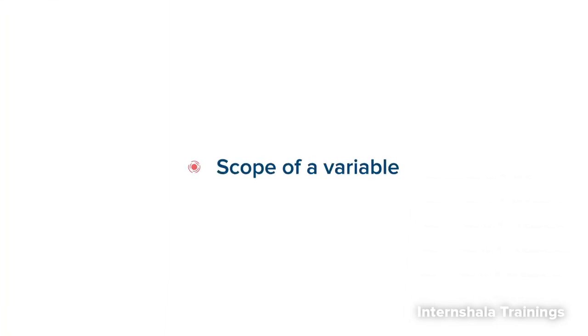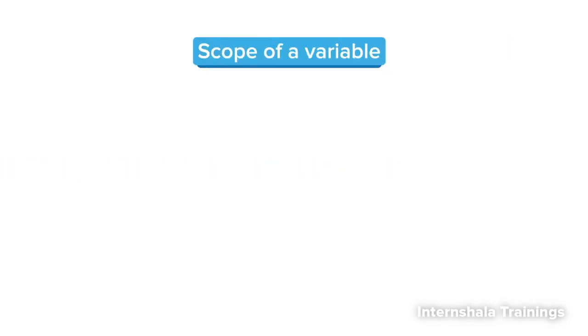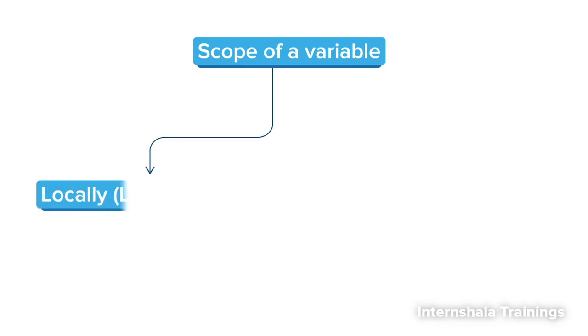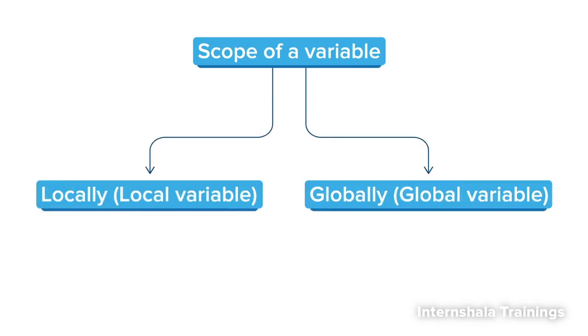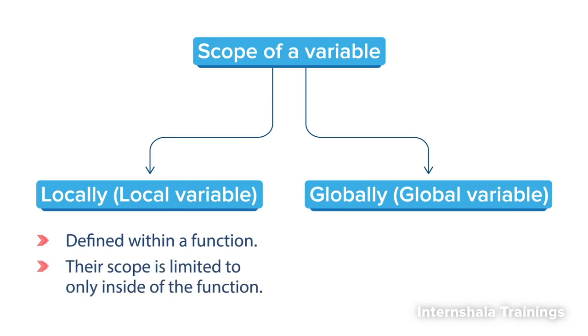Next, we have another concept, the scope of a variable. It means how a variable is defined in a function, and depending on the way it is defined, the variable behaves differently. There are two ways in which a variable is defined in a function, that is, locally and globally, and we call the variables in such cases local and global variables respectively. When a variable is defined within the function, it is called a local variable, and in such cases, the variable is available only inside that function.